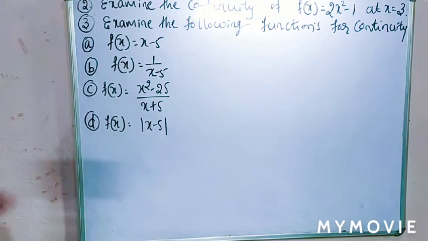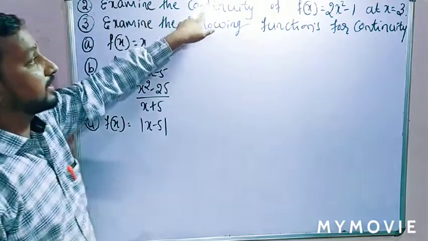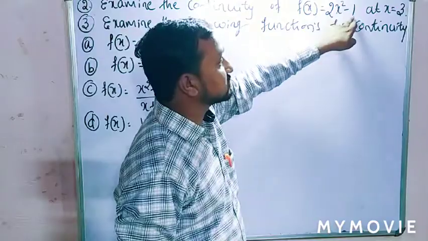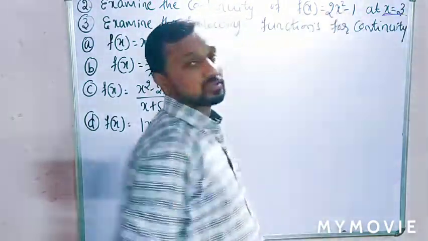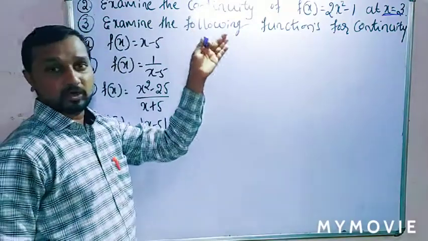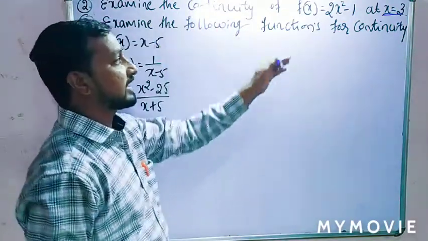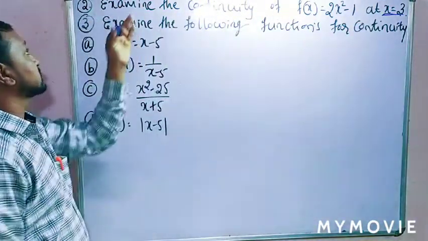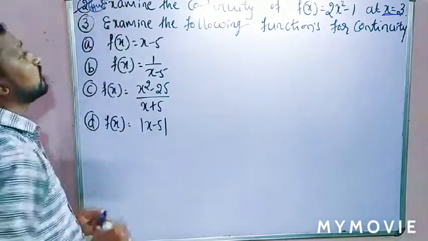So students, this is also the same example, the second one. Examine the continuity of the function f of x is equal to 2x square minus 1 at the point x is equal to 3. This is also a very easy, important example, students. Same procedure as the previous example, at the particular point x equal to 3. Here you can use limit function equal to constant function. So the second one is also your homework.